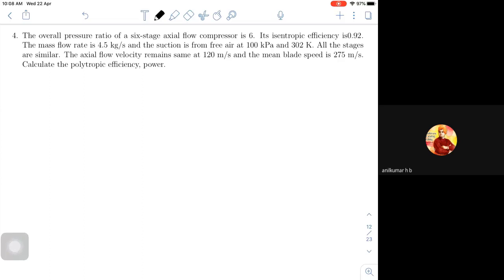The axial flow velocity remains the same at 120 meters per second and the mean blade speed is 275 meters per second. Calculate the polytropic efficiency and the power, and if you want we can add the other things also. If we want, calculate the blade angles beta 1 and beta 2, and take for example R equal to 50%.